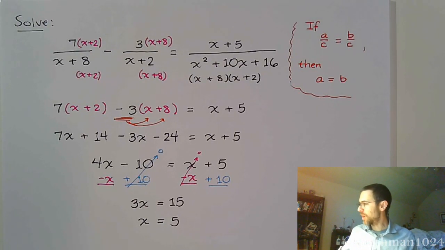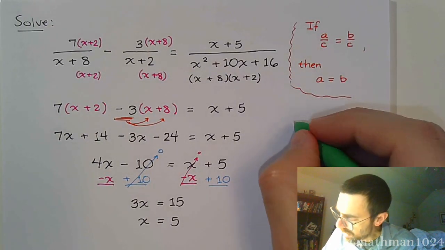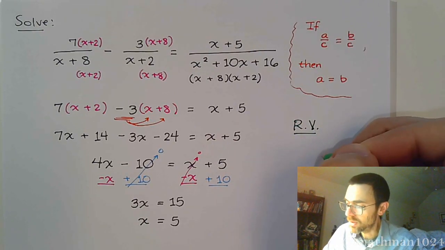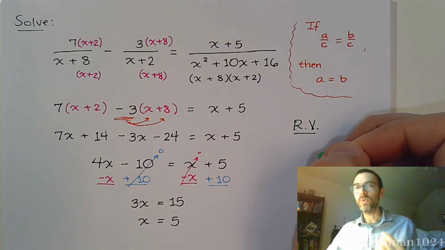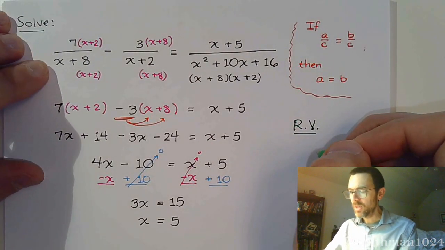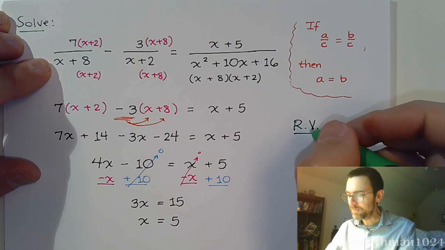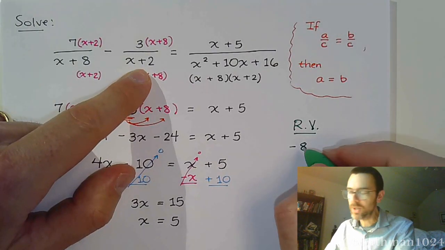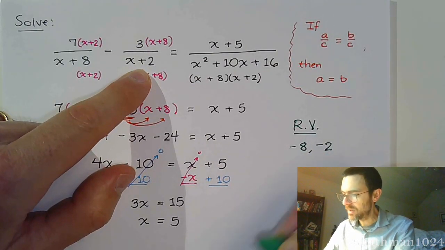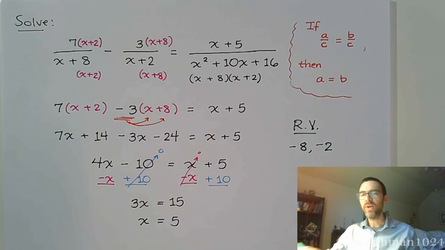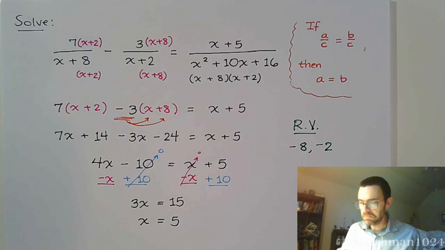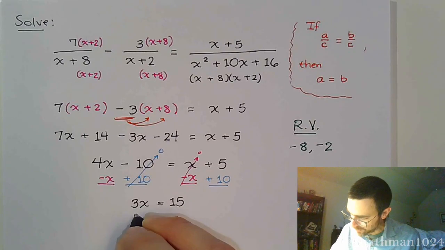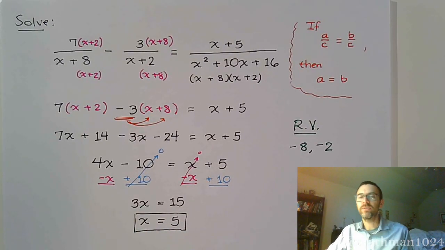But we need to make sure we pay attention to our restricted values. Looking back at the original equation, let's identify what values we could not have had for a solution. And that's really just by taking those denominators and setting them equal to 0. So here, what would make this guy equal to 0? Well, that would be -8. What would make x plus 2 equal 0? That's -2. So as long as we don't have these guys showing up as solutions, then what we have is going to be the solution. And that's it. It's just x equals 5.